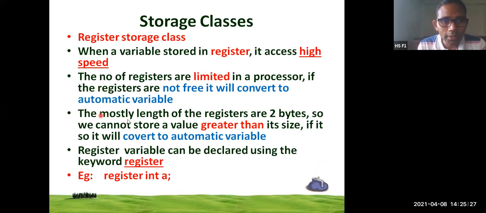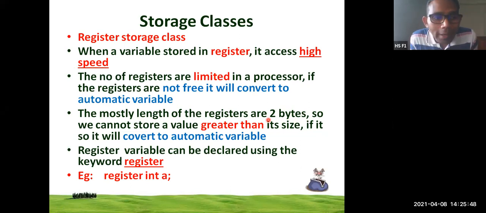Now let us see the third point. The length of the registers is mostly 2 bytes. This is another hazard. In a 32-bit compiler, such as Dev C++, an integer variable is allocated 4 bytes of memory, whereas a register is capable of holding only 2 bytes. So we cannot store a value greater than its size, that is, more than 2 bytes. We can store only 2 bytes, meaning 2 to the power of 16 values. If the value is larger, it will convert to an automatic variable.